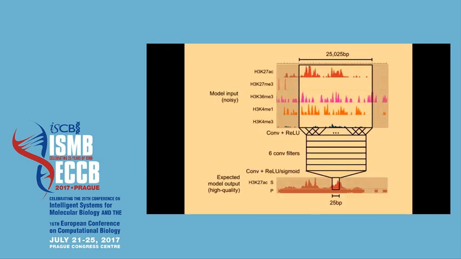In particular, we use convolutional neural nets as our model. For each output mark, we train a separate CNN, one for the signal, so fold change prediction, another for peak calling. And each of these networks uses all of the input marks, all of the histone marks as input, but it just outputs a single one. So we train a sort of aggregation of them.